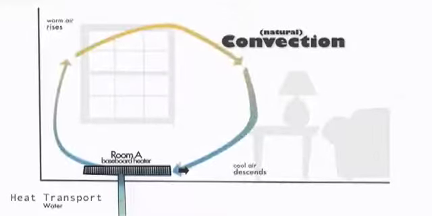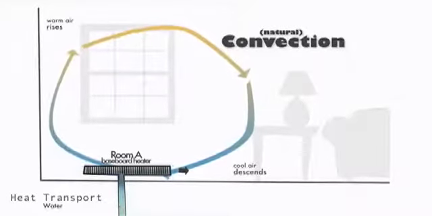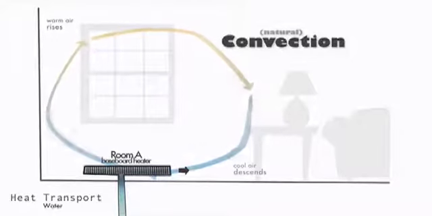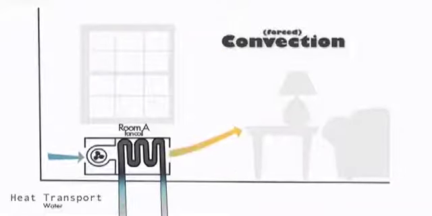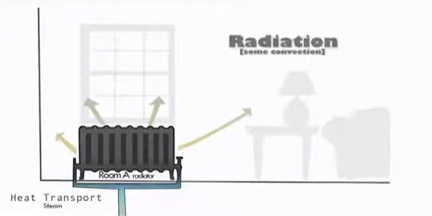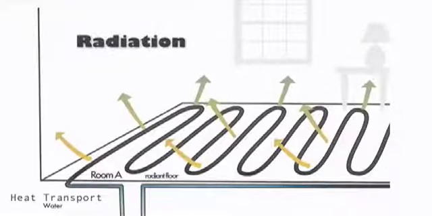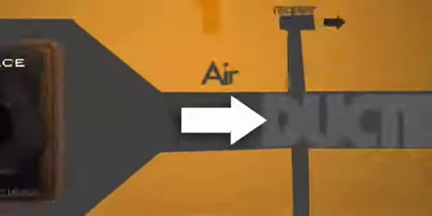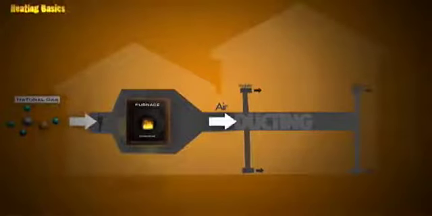Some of the most common methods include baseboard heaters, which rely on natural convection, or fan coil units, which rely on forced convection. Radiators, which rely primarily on radiation and some natural convection. And finally, radiant floors, which rely on radiation. As you can see, the process of heating a structure can take on many forms, but if you understand the basic fundamentals, it will make it much easier to understand how these systems operate.